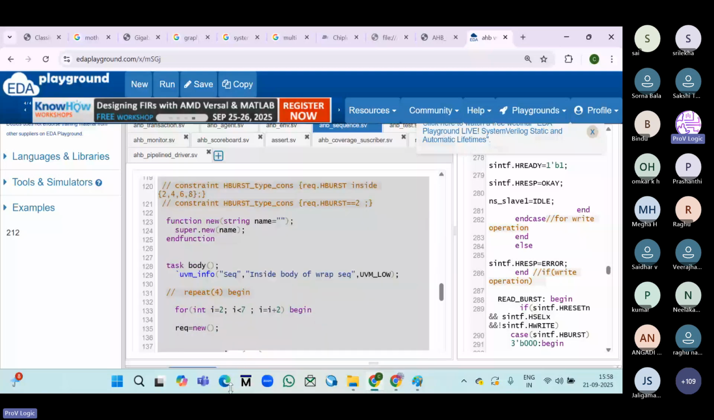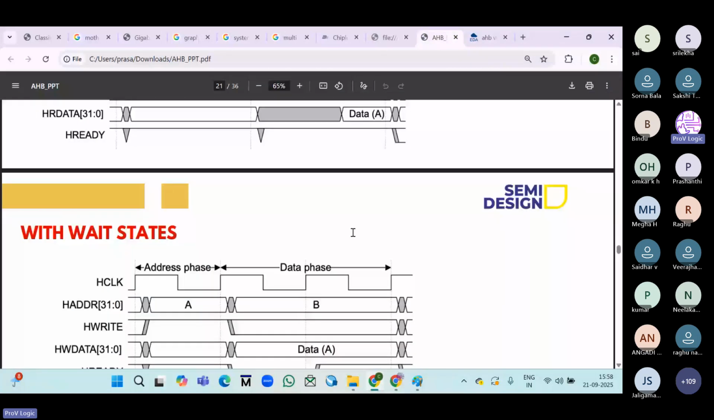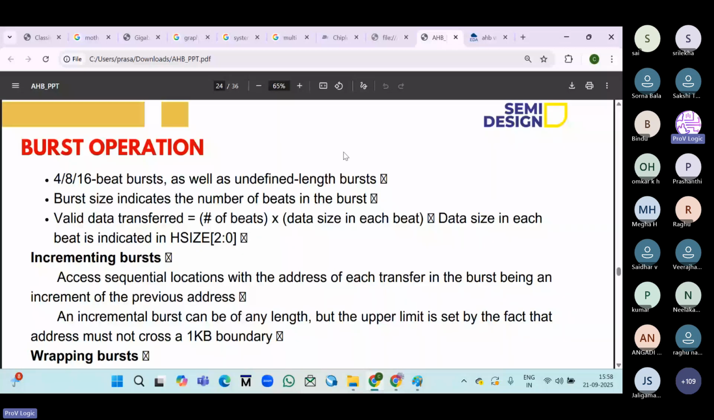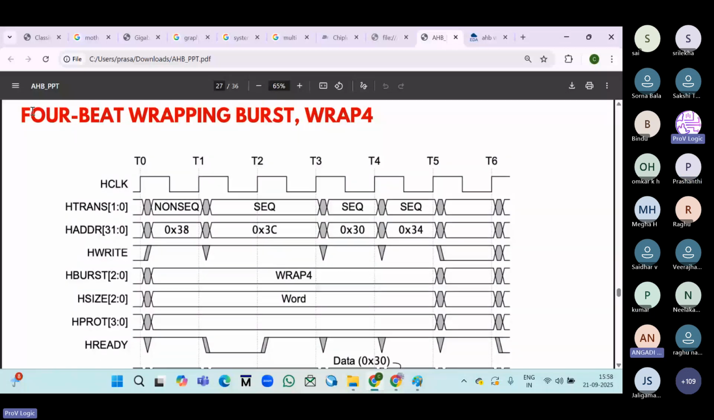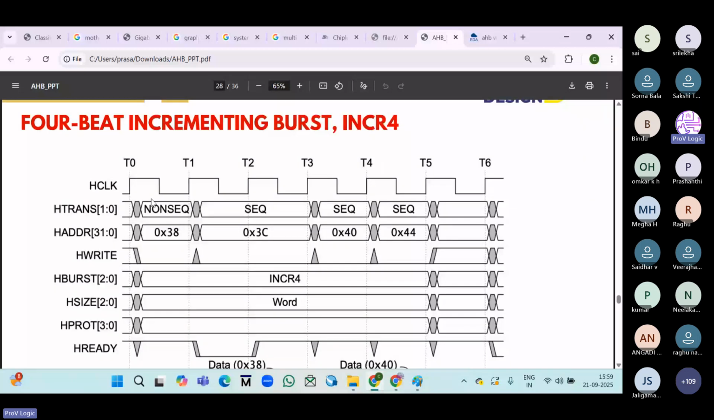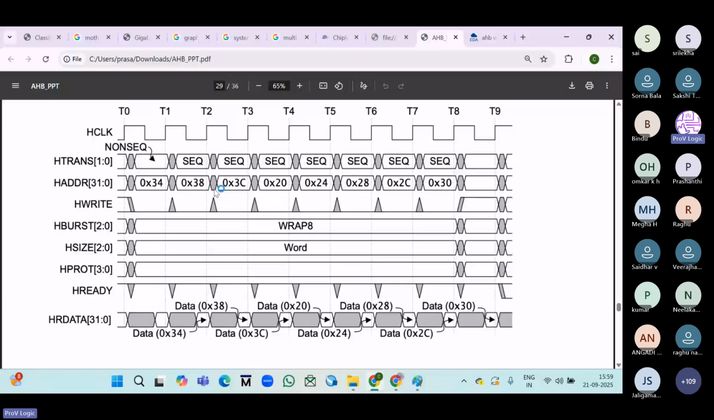Like that, whatever I have shown you here, these are the waveforms. Here, if you see, master lock is one feature, one test case. Here are burst transfers. Here we will have the incrementing burst and wrapping burst. Is it visible, everyone? Yes. In wrapping burst, there will be 4-beat and 8-beat. In incrementing burst, there will be 4-beat increment and 8-beat increment. You need to understand these waveforms.